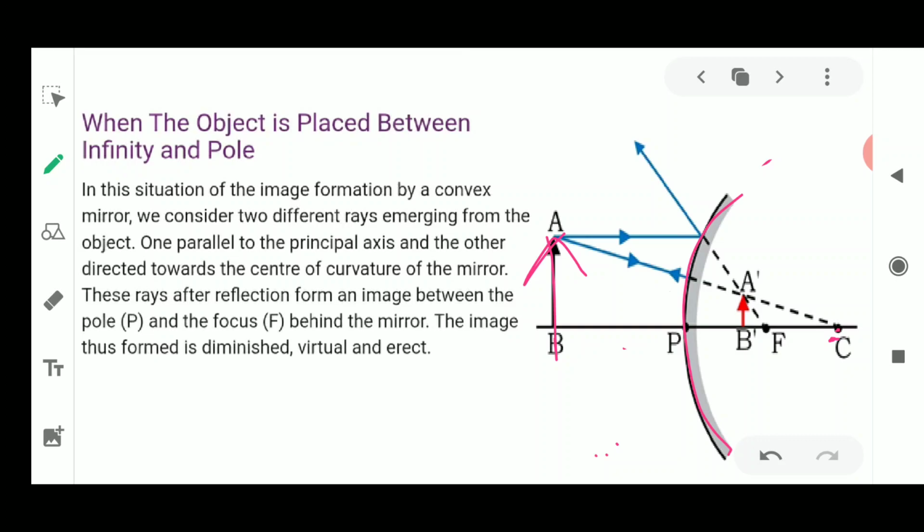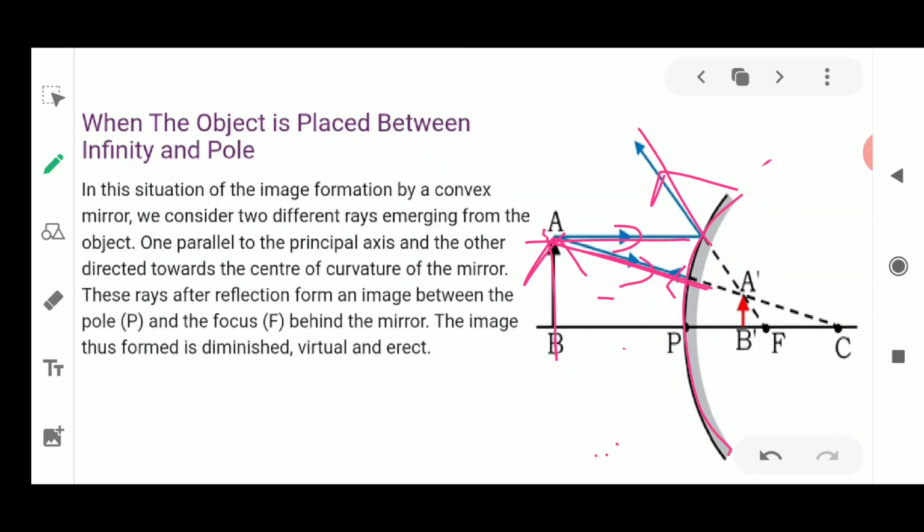Okay, so in this situation what happens? For the image formation by the convex mirror, we consider two different rays emerging from the object. One is going parallel to the principal axis and the other one is being directed towards the center of curvature. There could not be any other point from where the light rays could come. The ray parallel to the principal axis is going to be diverged. And a ray of light directed towards the center of curvature will come back after the reflection.